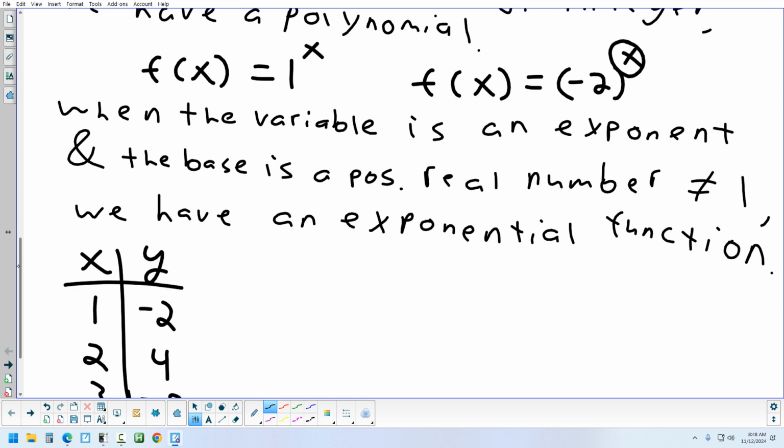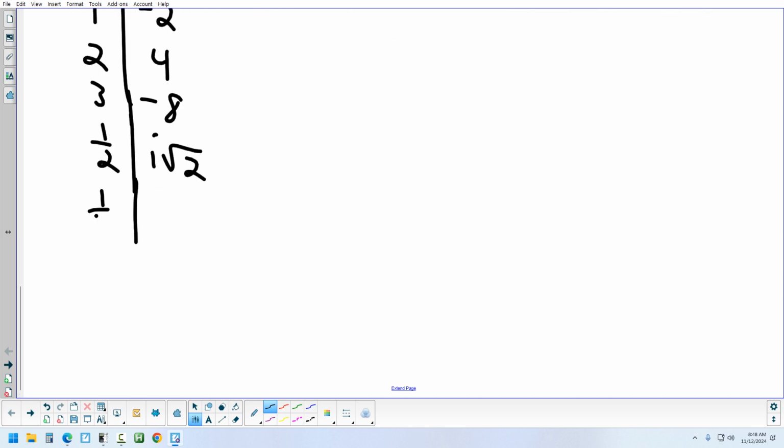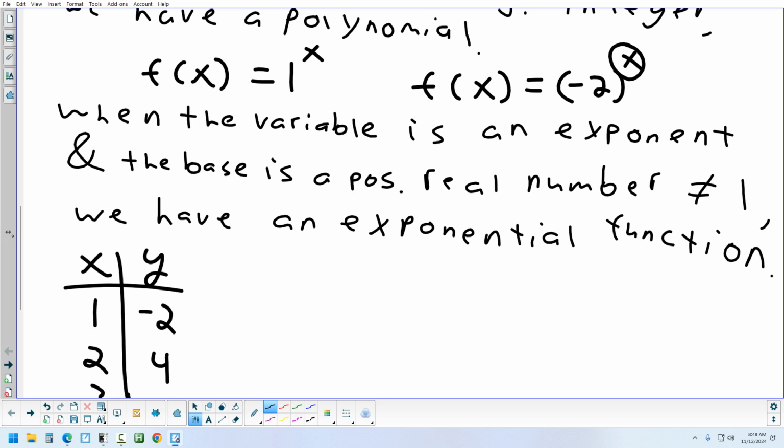So the base can never be a negative number. Things start getting really weird when that happens. But even though we can't do 1/2, you could do 1/3, because raising to the 1/3 power is like taking a cube root. That's an odd index. That's fine. You could take the odd root, the cube root of -2. So some fractions you can do, some fractions you can't do. Some are positive, some are negative. So we've got to focus on when the base is a positive real number, but not 1. That's what makes it exponential.